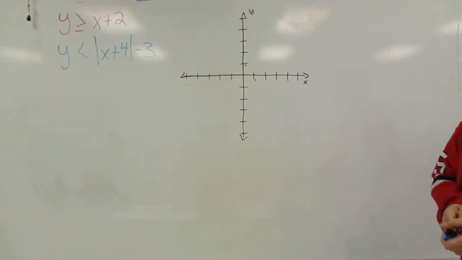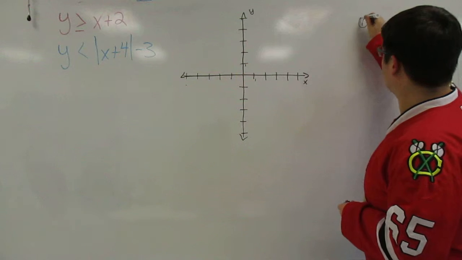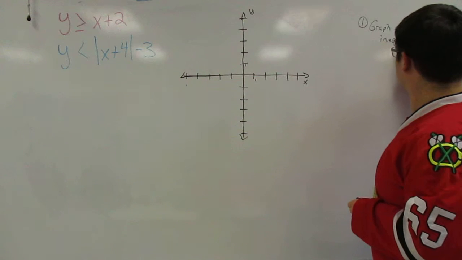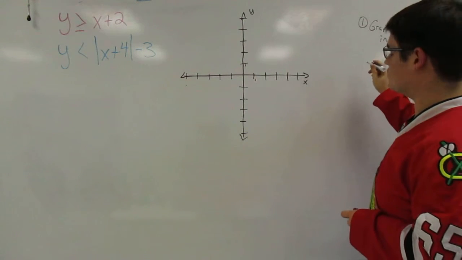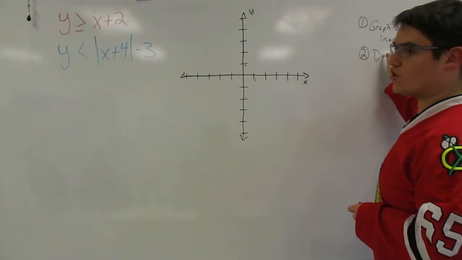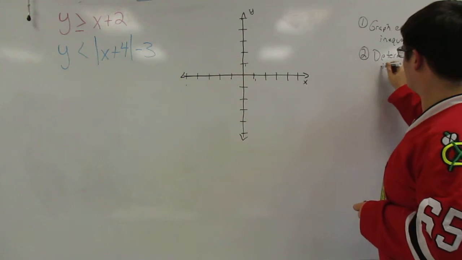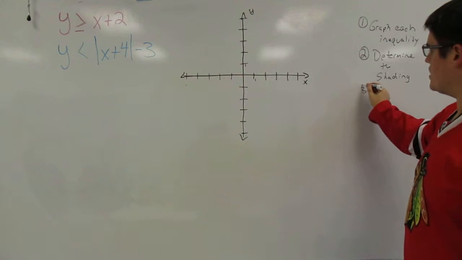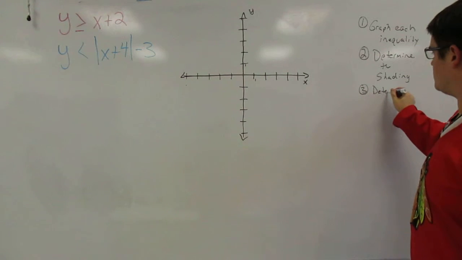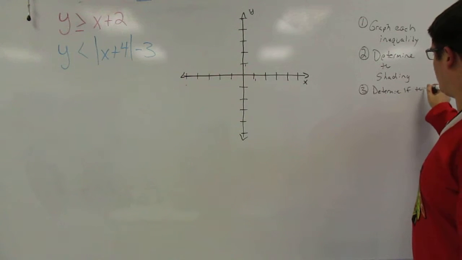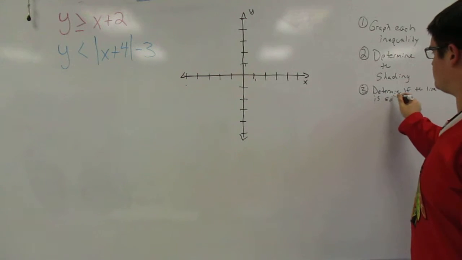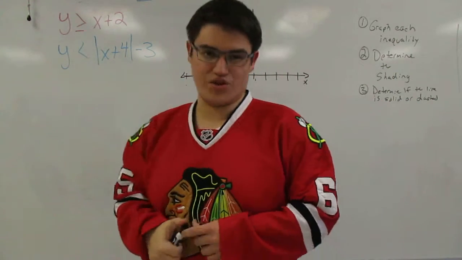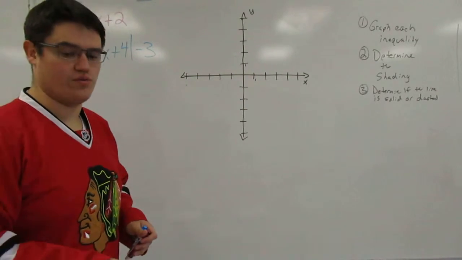The steps I like to follow. First step, I like to graph each inequality. Should you write that down, all of this. Then I like to determine the shading. And then finally, some people do this in the beginning, but I determine if the line is solid or dashed. I like to have a step for it because otherwise I usually forget, but yeah, you can do it in the beginning too, that's fine.